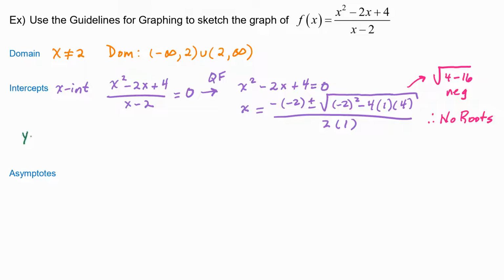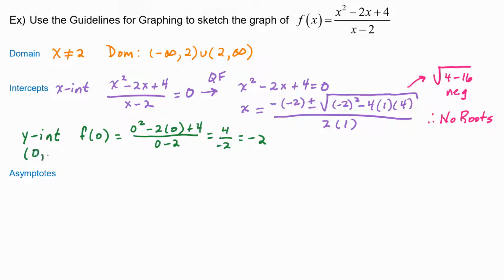Now for the y-intercept, we have to evaluate f of 0, so that would be 0 squared minus 2 times 0 plus 4 over 0 minus 2. So we have 4 over negative 2, which is negative 2. So we find out that we have a y-intercept of (0, negative 2).